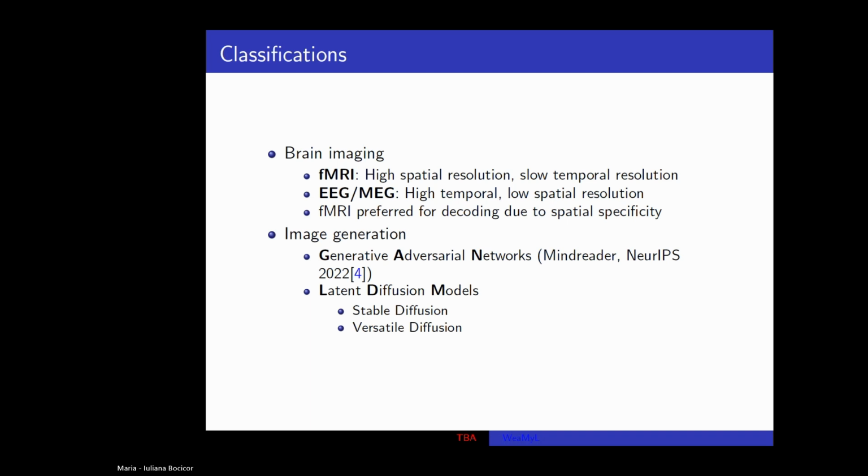Then the next classification is based on the image generation technique. So in the last 5 years, when this field has seen many advances, the most used techniques were generative adversarial networks, and I put here a paper name that was relevant for this, and diffusion models. And here we mostly encounter two variations. We have stable diffusion and versatile diffusion. Stable diffusion accepts text as input, and versatile diffusion also works with images and textual embeddings.